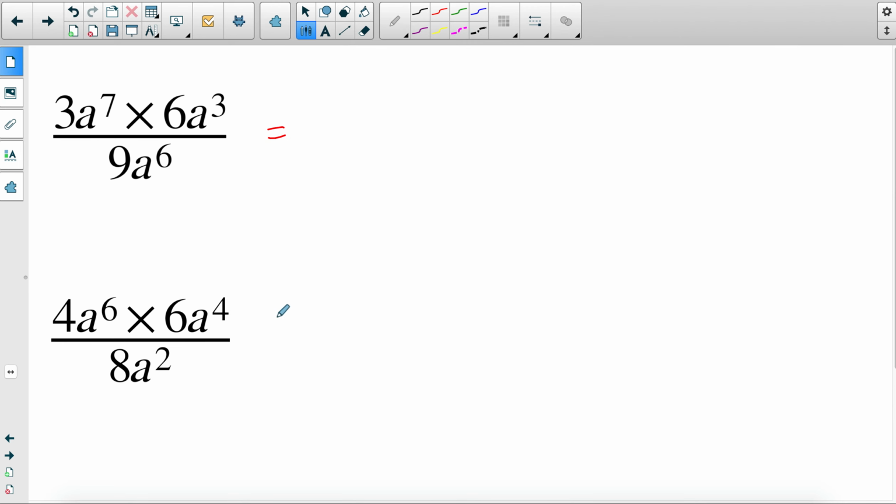A few longer ones now. For all of these, do pause the video and attempt some of these questions. You can simplify the numerator and then deal with the denominator, or you can deal with the denominator. It's up to you, however you're comfortable with this. I'm going to simplify the numerator first. So I'm going to do a 3 times 6, so that's 18. And then I have a multiplication. I have the same base, which means I need to add the powers, so that's a to the power of 10 divided by 9, a to the power of 6.